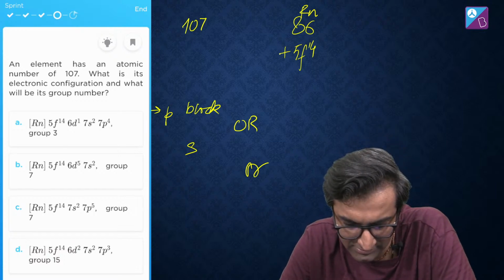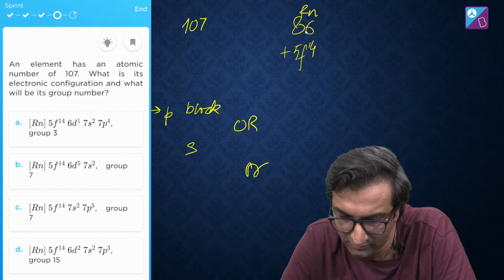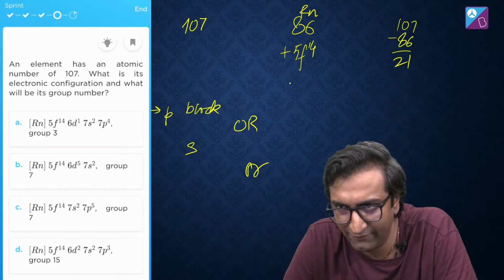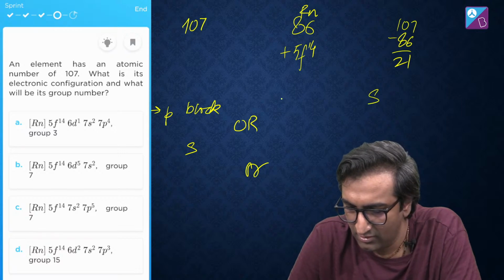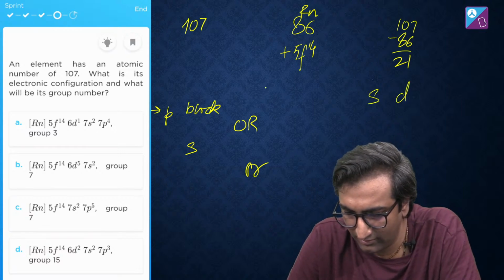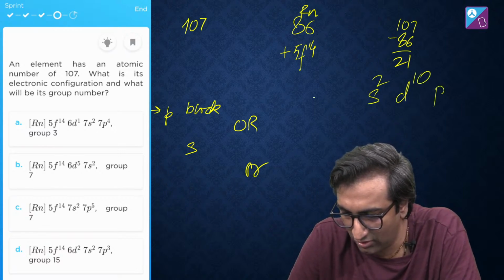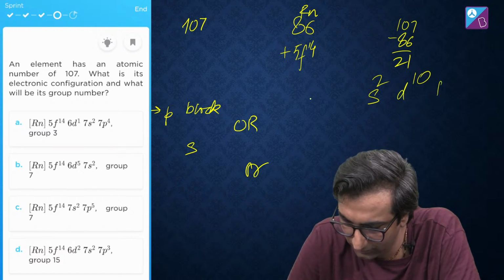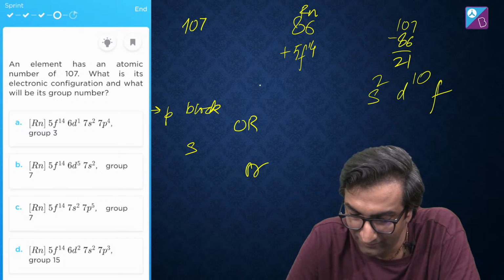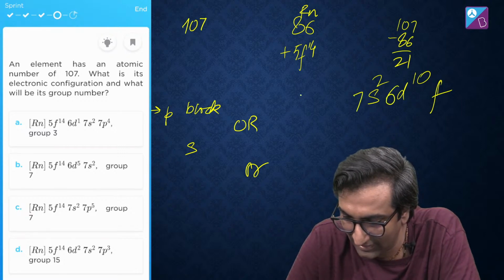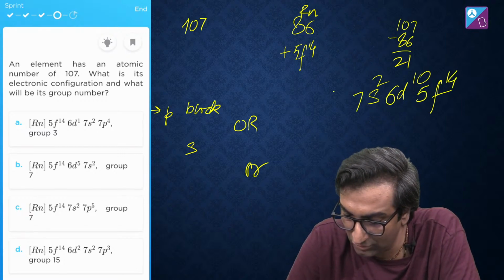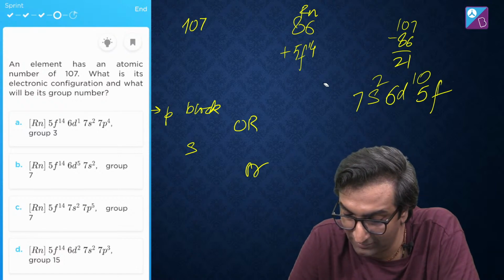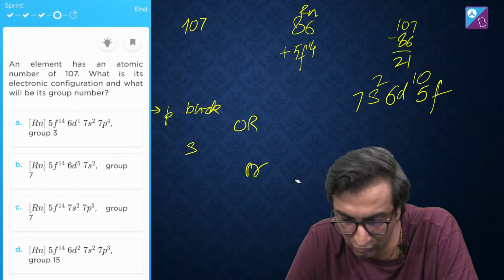S block element होने के chances तो नहीं लग रहे हैं मुझे, because 107 minus 86 is basically 21. 21 मतलब all of S, all of D, okay, S is 2, D is 10, and then all of F, but different F obviously. If I have 7S, this is 6D and this is 5F, right? इसको मैं तीनों भर दूं तब हो गए इसके 24, 27. Oh, that's interesting. Now that doesn't happen then. What do we do here?